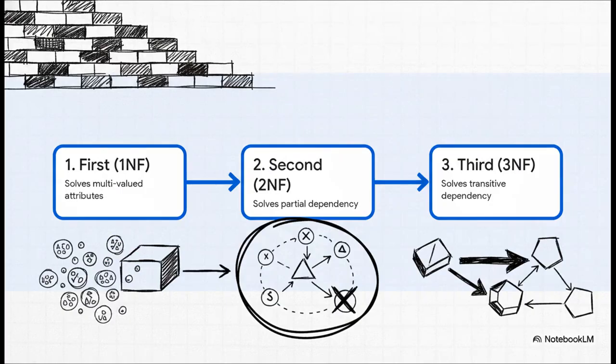So how do we get this super solid structure? Well, we do it by going through a series of stages, or rules, called normal forms. Now, the most common ones you're going to hear about are the first three. Each one is designed to solve a very specific kind of structural problem in your data.